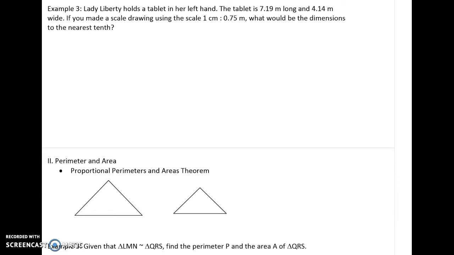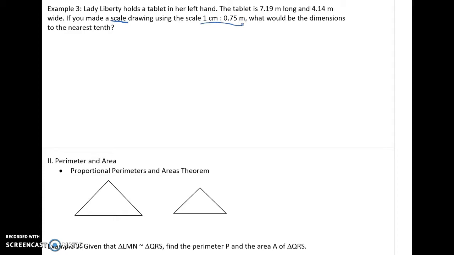We're talking about her this time. Read through the problem and let's solve this problem, okay? So again, look at the vocabulary. I'm giving you this word scale. So we already know it's going to be similar because if you're doing a scale drawing, you're adhering to a certain similarity ratio, which we're given right here, okay? We want to go ahead and find the dimensions of Lady Liberty's tablet to the nearest tenth.